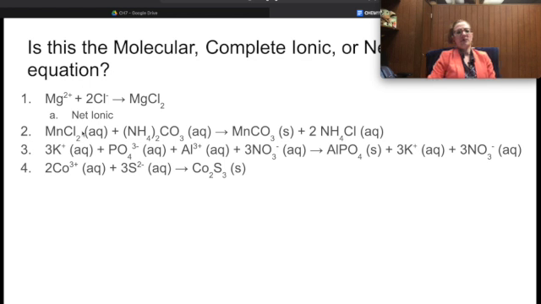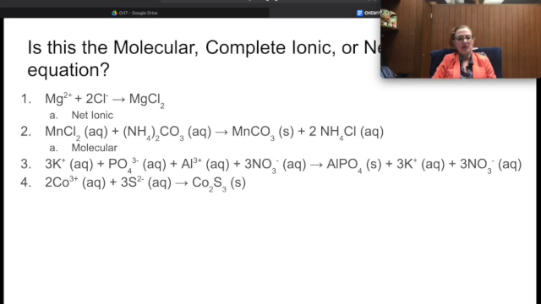So if I'm looking down here, I'm looking at this equation. Can I determine if this is the molecular, complete, or net ionic equation? I have everything smashed together, and I have 4 things. So to me, that is a huge hint that I have the molecular equation. Again, everything smashed together. I don't see any ions. If I don't see any ions, it's not going to be an ionic equation. So it can't be complete ionic or net ionic. So this is going to be the molecular equation.